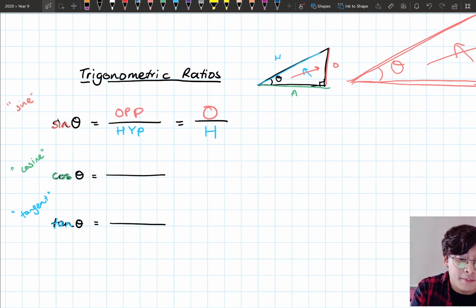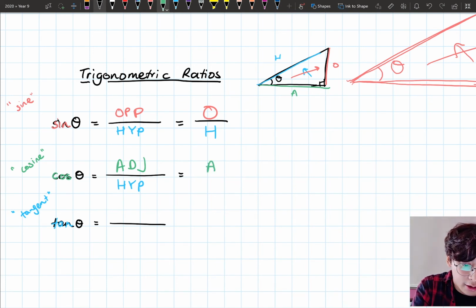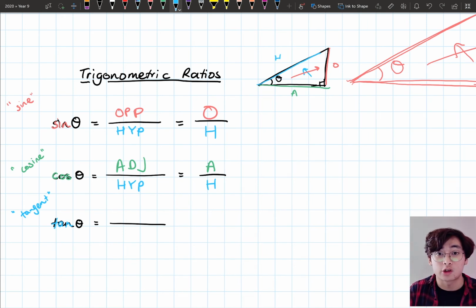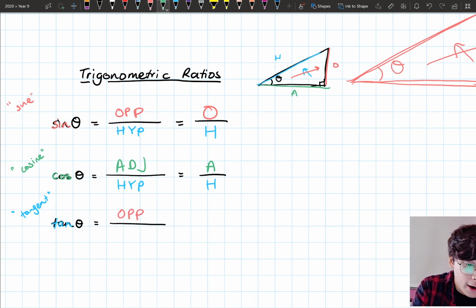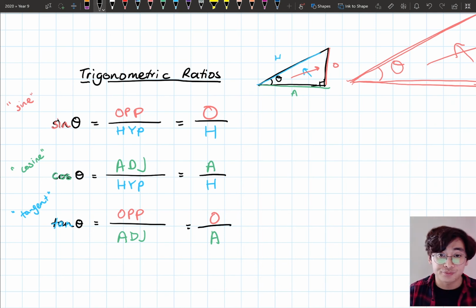Cos theta is if I take my adjacent side and divide that by the hypotenuse. And so we shorthand this to A over H. Okay, and the final trigonometric ratio, or trig ratio, is tan, which is just the opposite side divided by the adjacent side. So here we shorthand this to O over A.